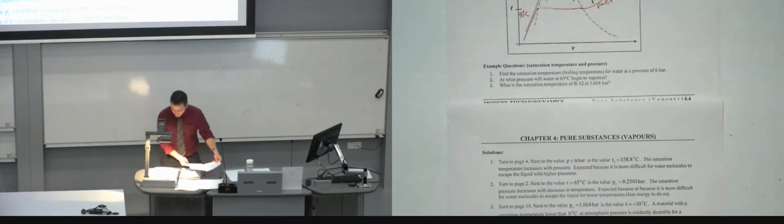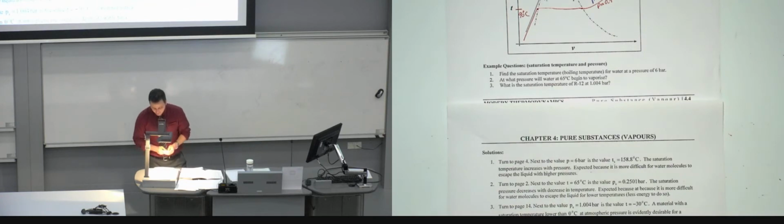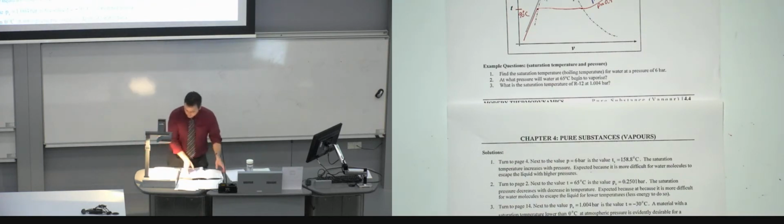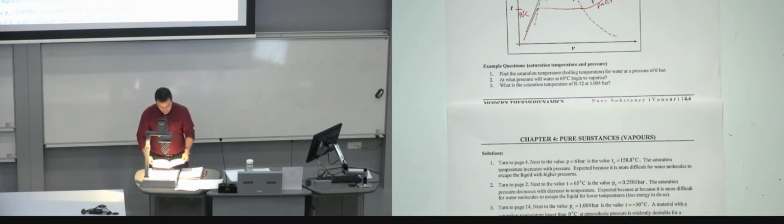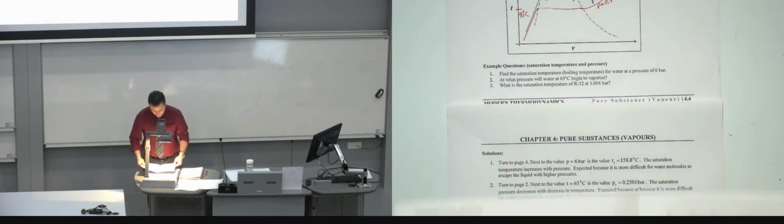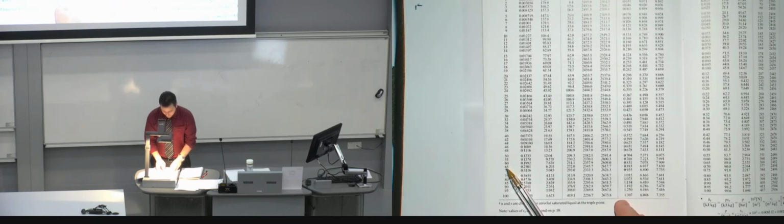Anyway, let's look at the second example. At what pressure will water at 65 Celsius begin to vaporize? Here we have the temperature, which is 65, and I want to go to page number 2, which I explained initially. I said, if you have the temperature, then this is the page to go to, page number 2. So I'm looking for the pressure at temperature 65. That is 65 here. And the saturated pressure is 0.2501 bar.